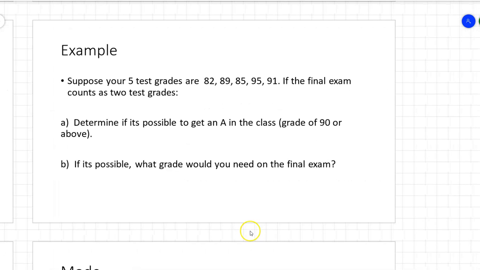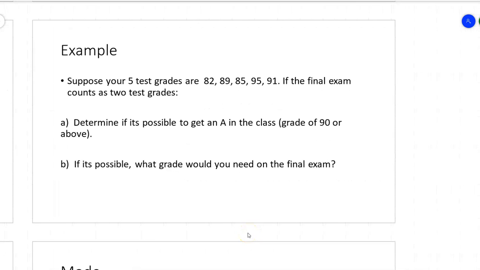So rather than just give you a pile of numbers and ask you to find the average, I'm going to give you this problem here, in case you see it on a lab somewhere perhaps. Suppose your 5 test grades are listed here: 82, 89, 85, 95, and 91. Suppose the final exam counts as 2 grades. Determine if it's possible to get an A in the class. I'm defining an A as a grade of 90 or above. And if it is possible, what grade would you need in the final exam?